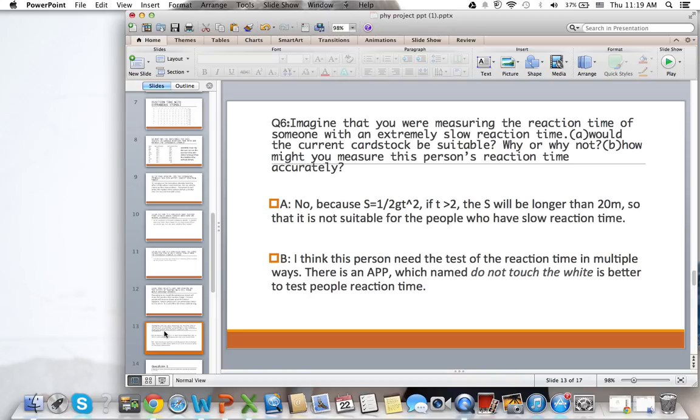To answer the first question, no, because S equals 1/2 g t squared. If t is bigger than 2, then S will be longer than 20 meters, so it is not suitable for people who have slow reaction time. The answer for the second question: I think this person needs a test of the reaction time in multiple ways. There is an app, which means do not touch the white. It's better to test people's reaction time.